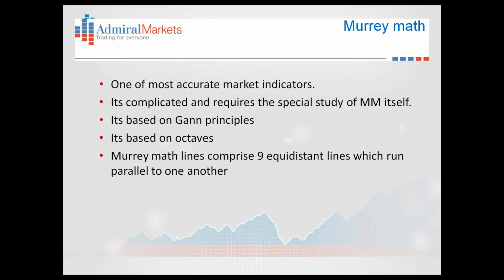It comprises 9 equidistant lines which run parallel to one another. And what is the most important, Murrey Math lines are support and resistance lines, and they're not predictive. That is really very important. When you trade with these lines, there is a risk that the price will go above or below them, and you should never treat these horizontal support levels as predictive.